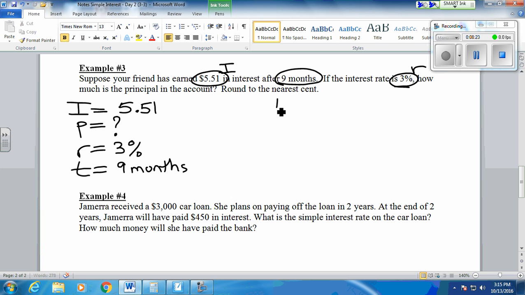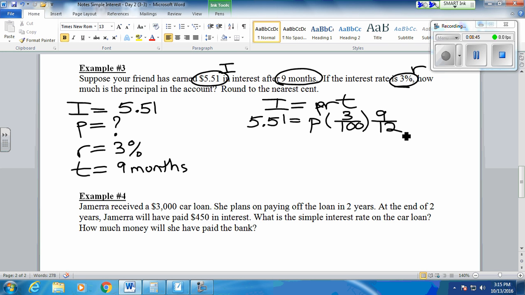So now when I use my I equals PRT formula, I'll know exactly where to substitute these values in. So in the I, I'm going to put $5.51. In the P, I just leave it as P. The rate is going to be 3/100, and the time was 9 months, so I need to make sure I put 9/12 here. So, can't do anything with the 5.51, but I can start to simplify on the right side.